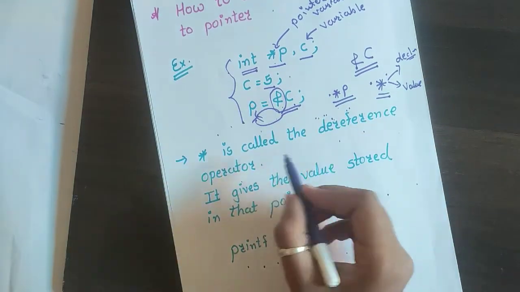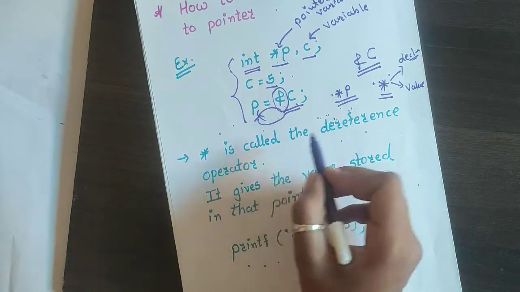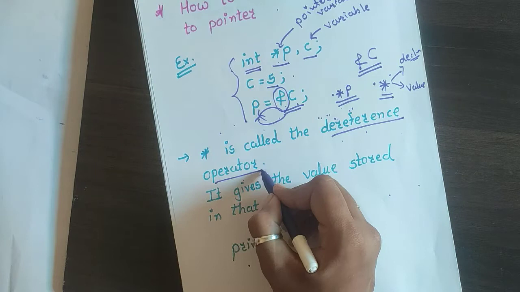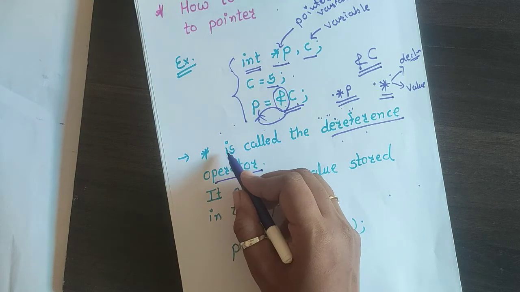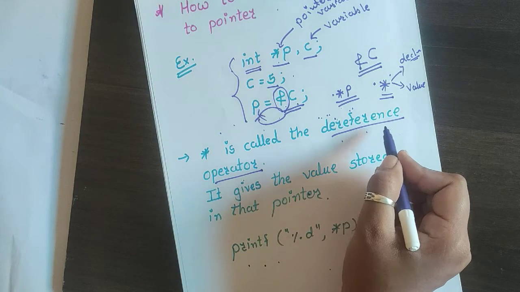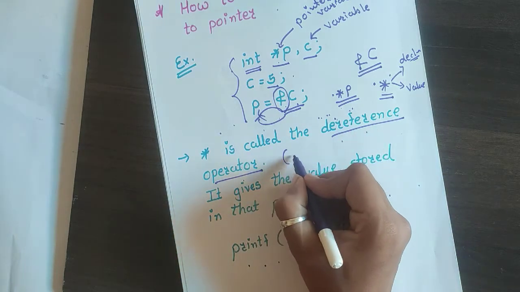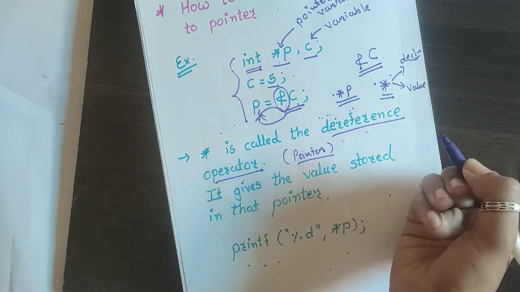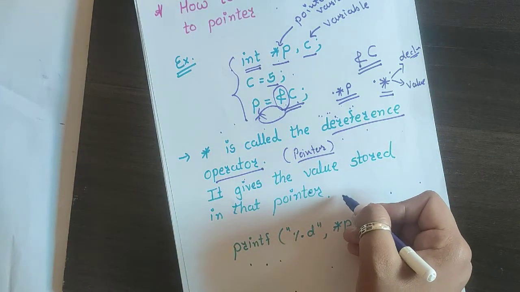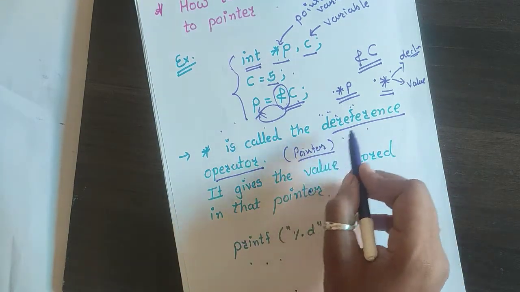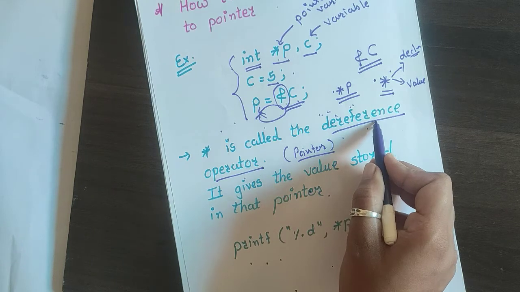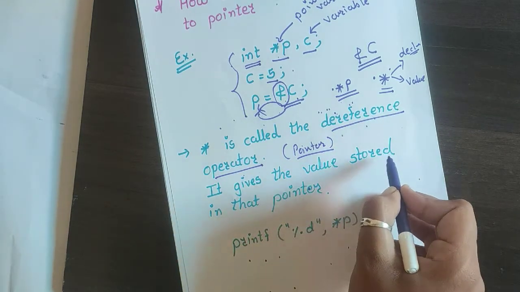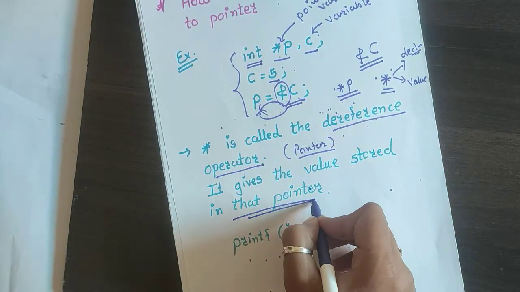And for pointers especially, this is called the dereference operator. Star, or asterisk, is called the dereference operator in pointers only. Otherwise it is known as asterisk, or simply the star multiplication symbol. But for this pointer purpose, it is known as the dereference operator. It gives the value stored at that particular address.